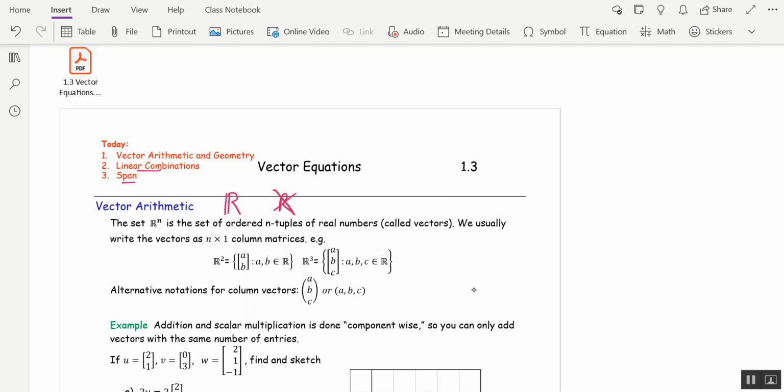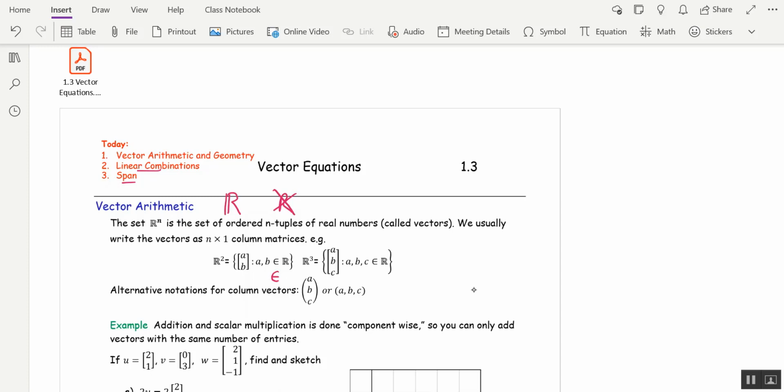For example, R2 is the set of all vectors that look like (a, b), where a and b are in R. And this backwards E means "in". You can use parentheses for vectors or brackets, and that's it.